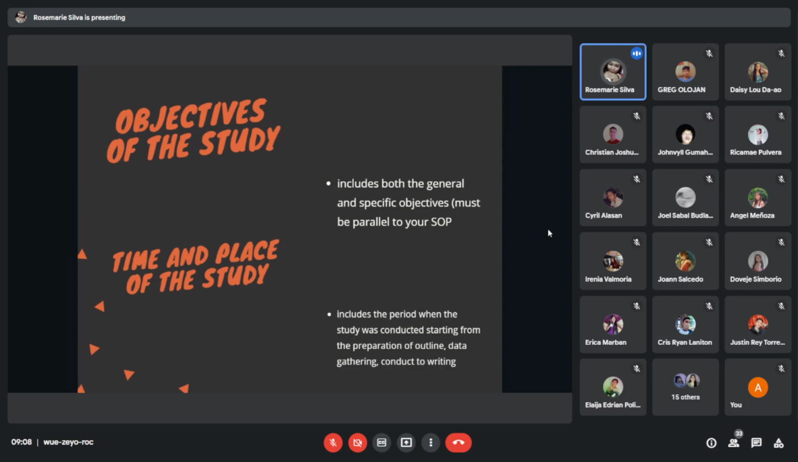We also have the time and place of the study. It includes the period when the study was conducted, starting from the preparation of the outline, data gathering, and conduct of the writing. It will serve as an introduction para dito sa inyong limitation, para ma-introduce na ang inyong time frame. The research study must be completed during the second semester, so that is a total of pila ka months, something like that. That's time and place of the study.